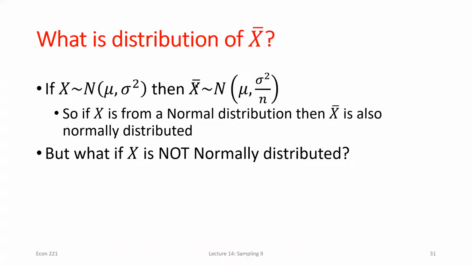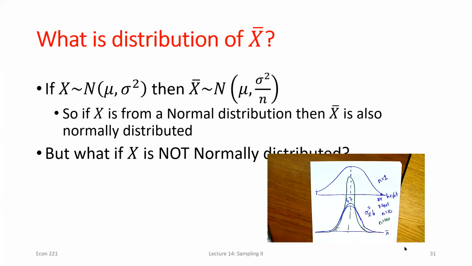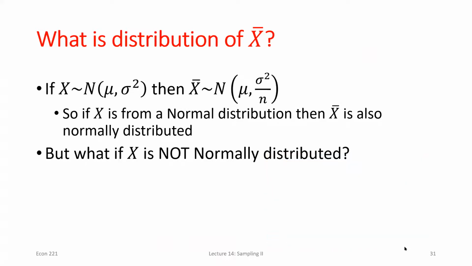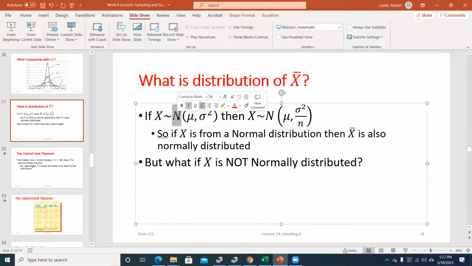So I've been setting these examples up and talking about this in a way such that if the original variable is normally distributed, then I was drawing the sample means as also being normally distributed, right? That's what I did right here. I was drawing normal distributions. But what happens if the original variable, let's say, was uniformly distributed?